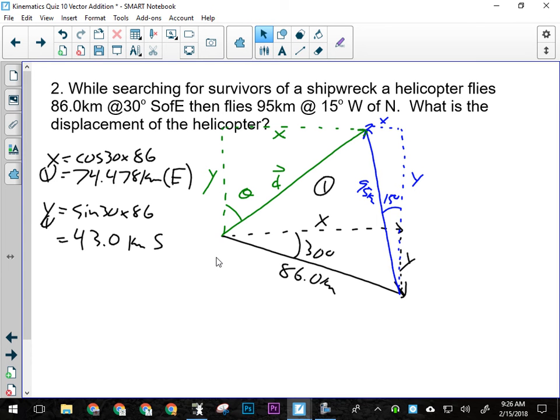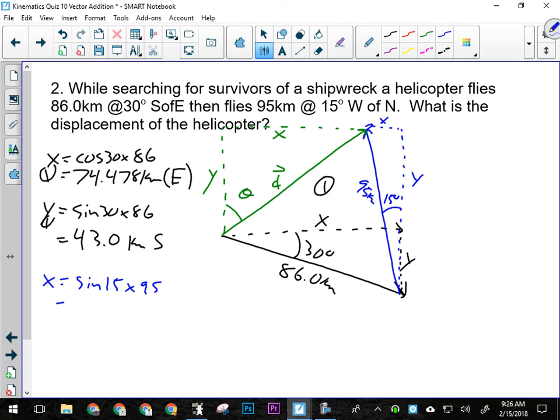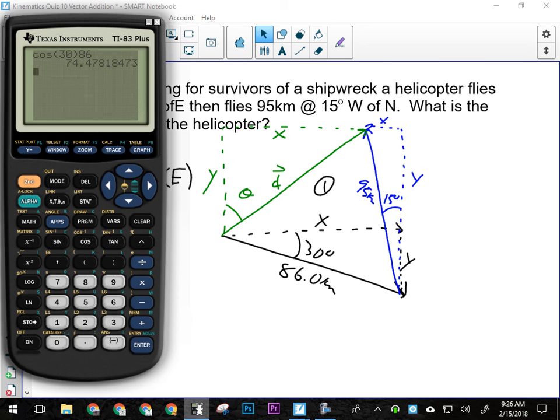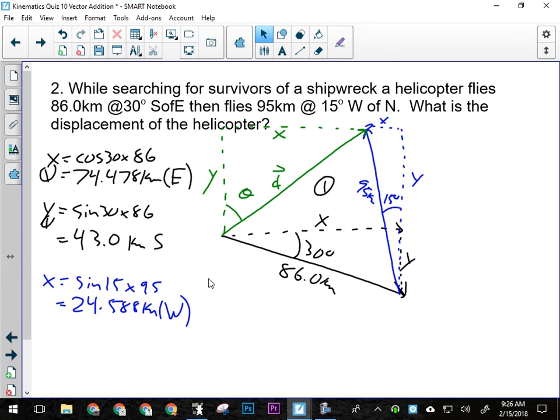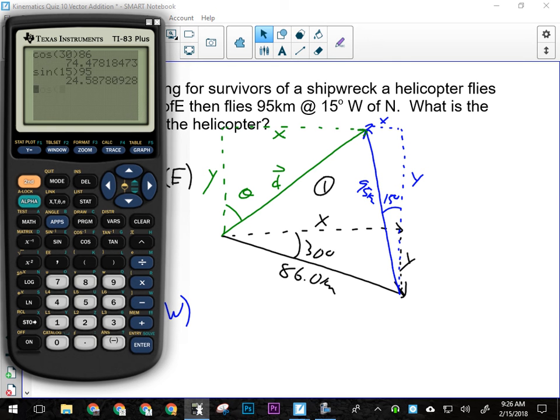Okay, then we got to do the blue triangle. Blue x is the opposite side this time, so sine of 15 times 95 kilometers. Right, gives us 24.588 kilometers, and that is going to be west. And then for y is the adjacent side, so cos of 15 times 95 gives us 91.763.